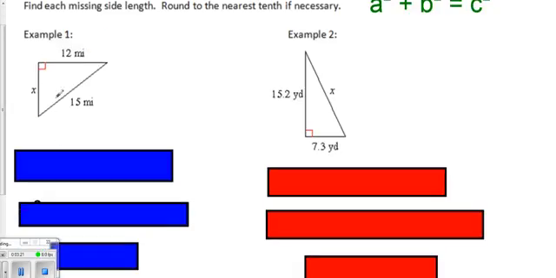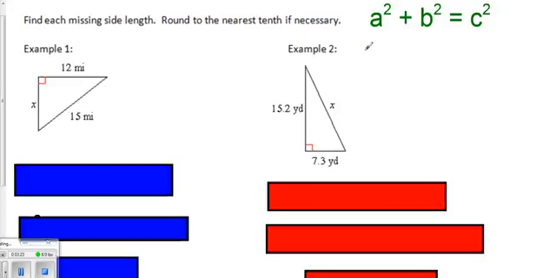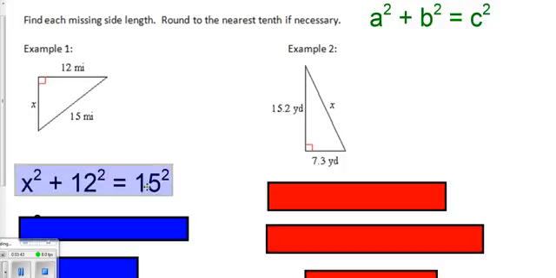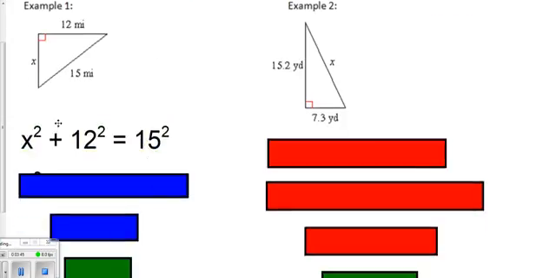We can find this one out by using the Pythagorean theorem, A squared plus B squared equals C squared. Since this is the longest side, across from the right angle, that's going to be our C value, the hypotenuse. Now, x and 12 can be A or B. It really doesn't matter, so just pick one and plug it in. Plugging these values into the Pythagorean theorem gives us x squared plus 12 squared equals 15 squared.